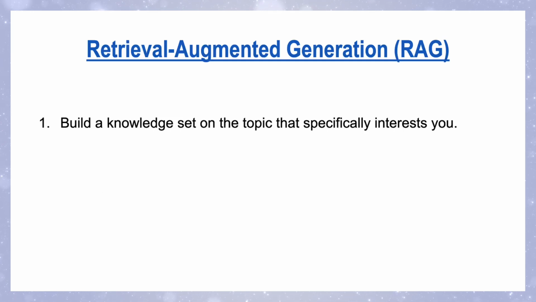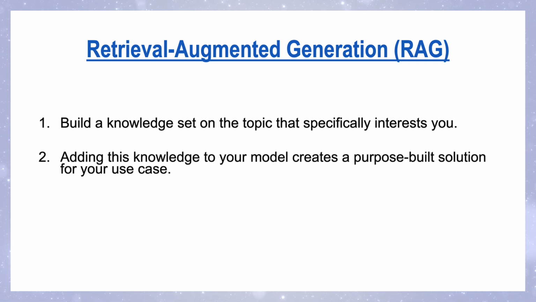One way to augment an LLM is with Retrieval-Augmented Generation. It's abbreviated RAG, and we're just going to say RAG from now on. You build the knowledge set on a topic that specifically interests you. In my case, it's going to be the PDFs of local history. Adding this knowledge to your model creates a purpose-built solution for your use case.